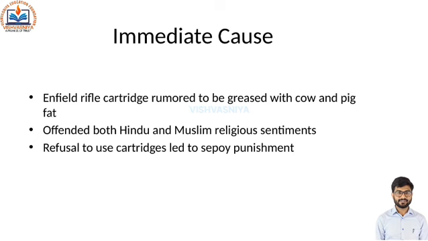Now, the immediate trigger. The Enfield rifle. Its cartridges were rumored to be greased with cow and pig fat. Hindus considered the cow sacred, and Muslims considered the pig unclean. When sepoys refused to use these cartridges, they were punished. This lit the spark for the revolt.